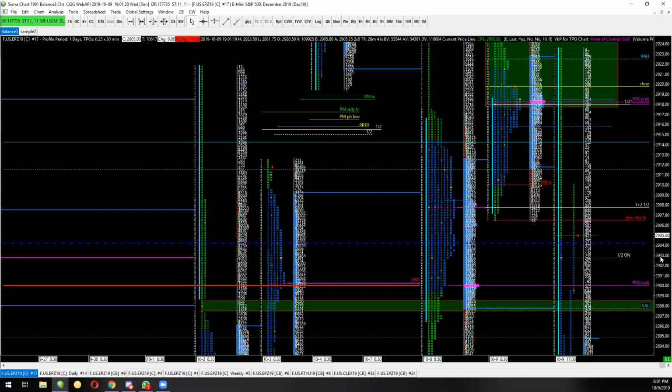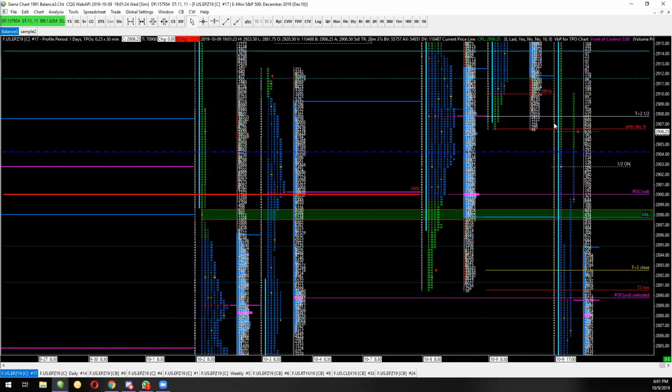But you can see how my thing is, look, here's the previous day low. How are we behaving at the previous day low?